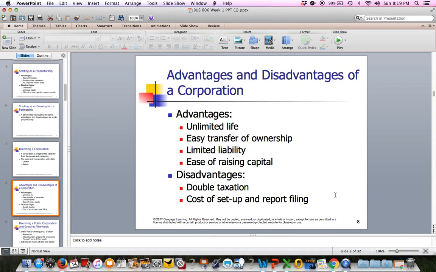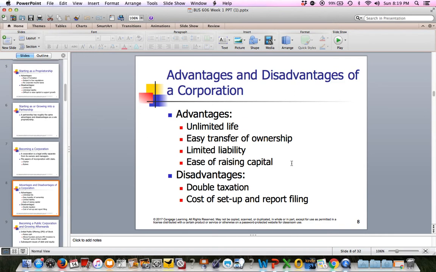And probably one of the biggest reasons companies go public is the ease of raising capital, because you can now sell stock of your company. You can issue bonds now. Banks typically would prefer to lend to a corporation over a smaller partnership or proprietorship. So those are the big advantages.